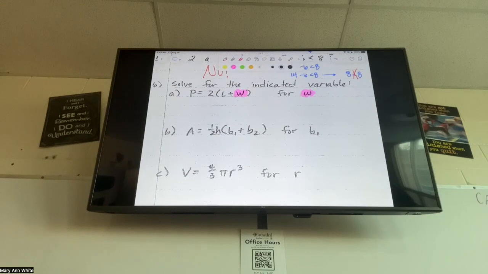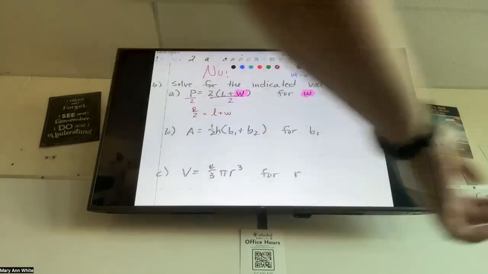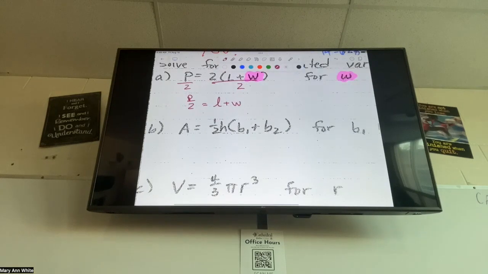What do I need to do to start to get W by itself? Divide by 2. Very good. So I've got P over 2 equals L plus W. Just like I'm doing, make sure that you put your work on the next line. Now what's my last step to get W by itself? Subtract L, very good. Minus that L off from both sides. Minus L minus L. That's gonna give me P over 2 minus L equals W. I know that looks kind of messy, but that is the best answer that we've got here. P over 2 minus L.